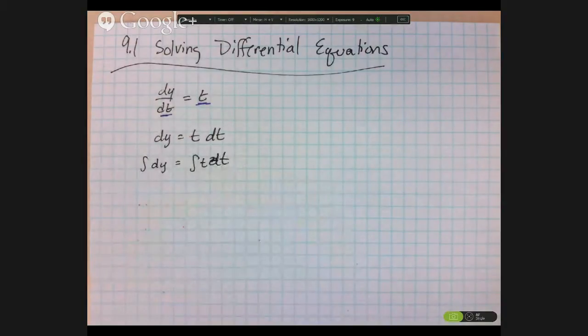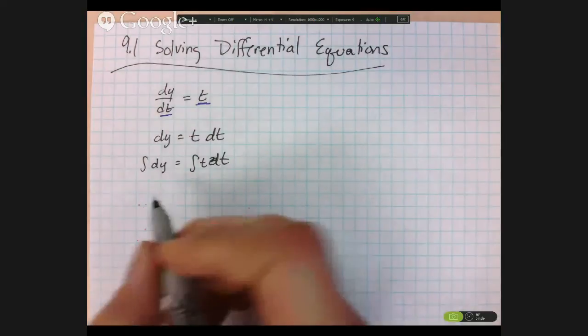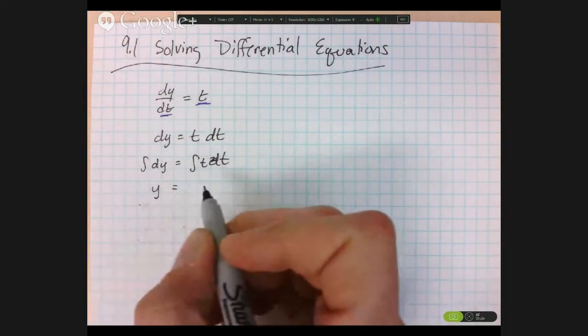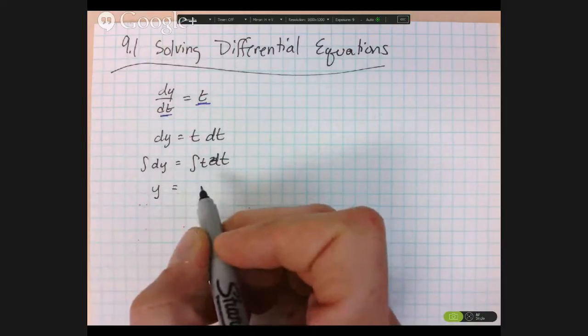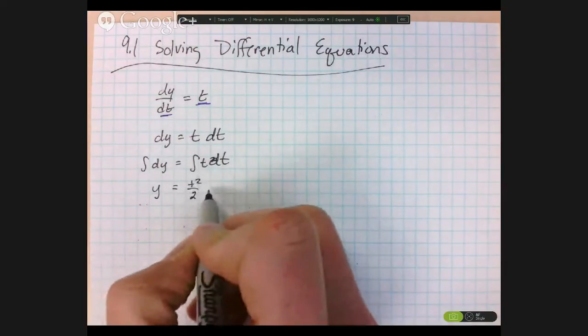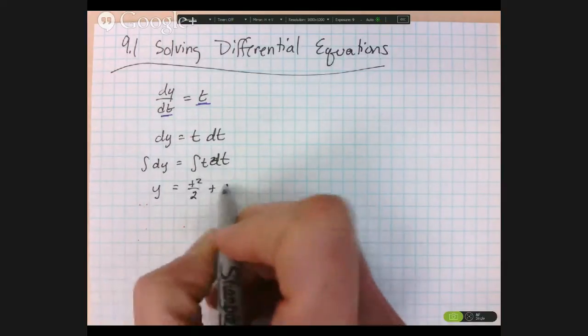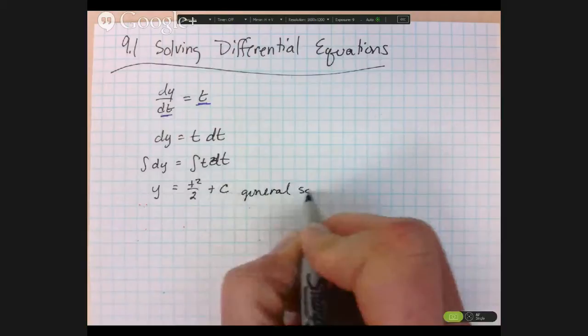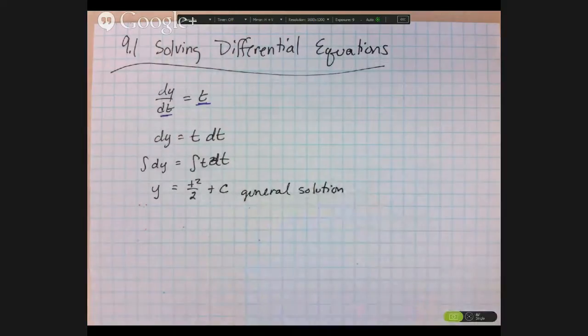Now we can actually integrate both sides to find the general solution. So the integral of dy is y, right? And the integral of t, you're missing something. Let's see, thank you. Okay, that would be the general solution. That one you can build from your previous knowledge.